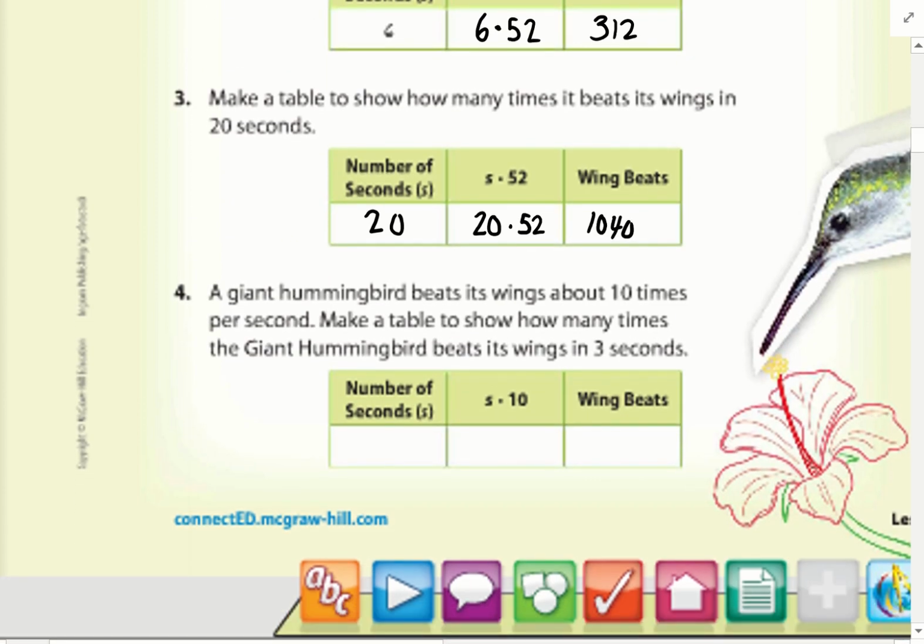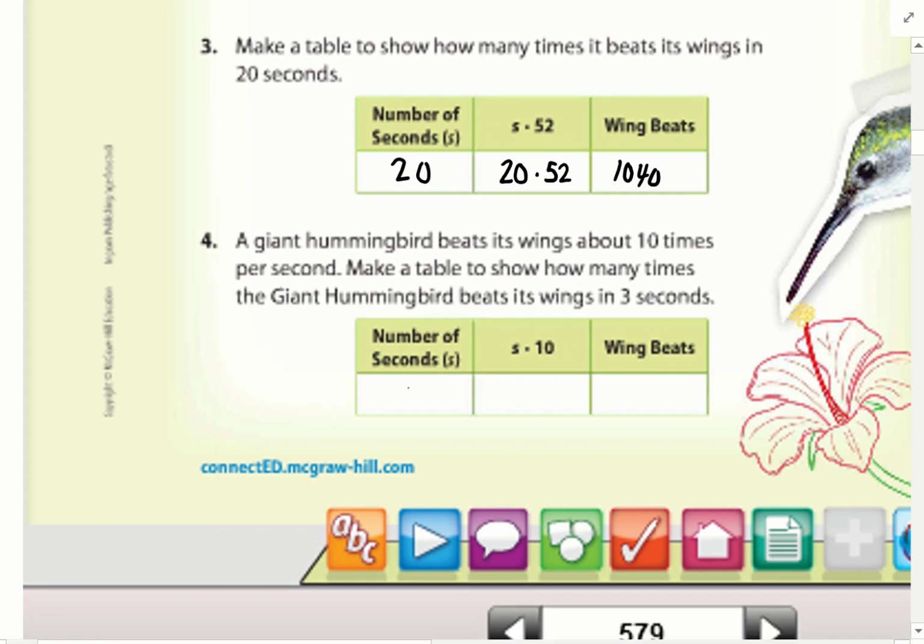It says a giant hummingbird beats its wings about 10 times per second. Make a table to show how many times the giant hummingbird beats its wings in 3 seconds. So we have 3 seconds as our input. We have s times 10, so 3 times 10. So we have 30 wing beats.